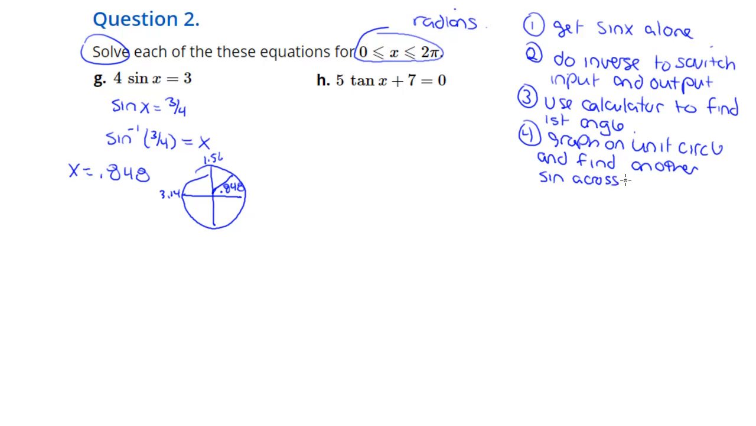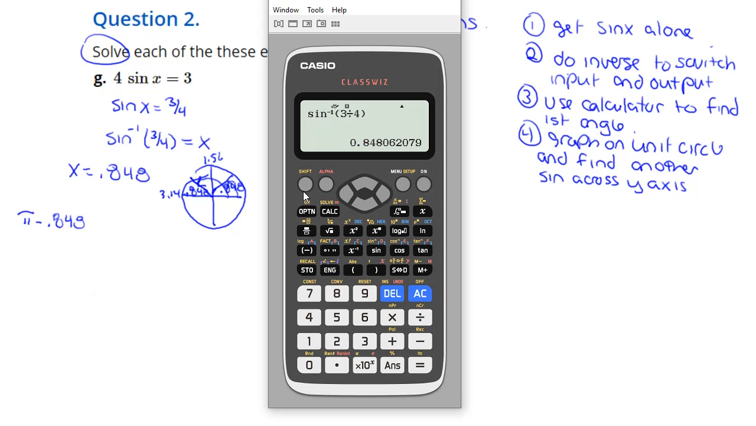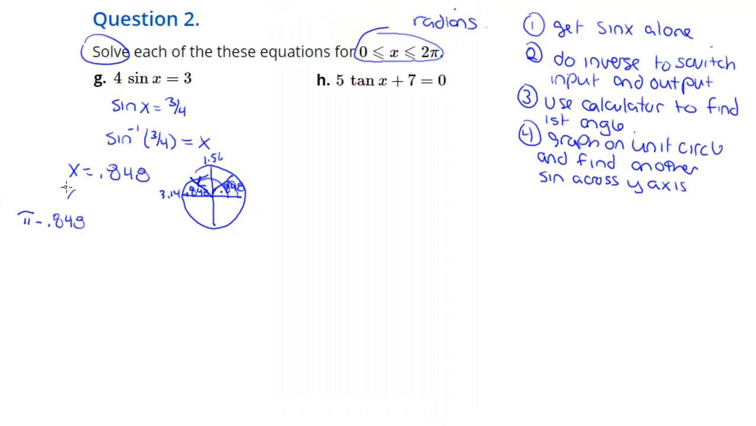And since it's sine, I'm going to find another angle just like it across the y-axis. It's also going to have a 0.848 here. So this one's 0.848. This one is going to be pi minus 0.848. And again, just let the calculator do it. Don't overthink it. Pi minus 0.848 is 2.29, and that's my other answer.